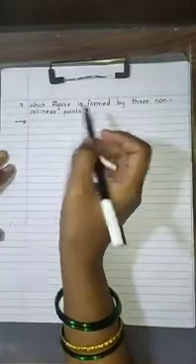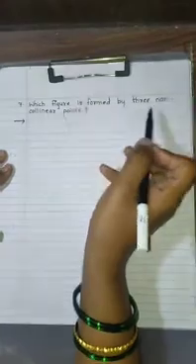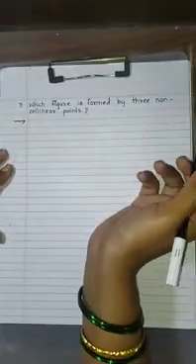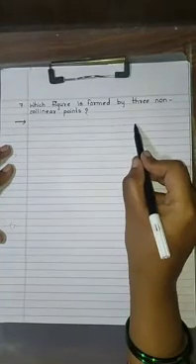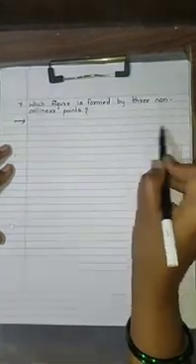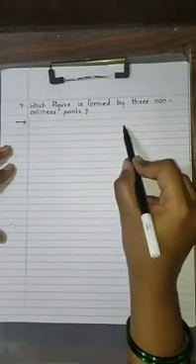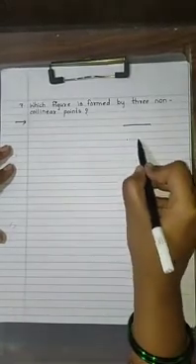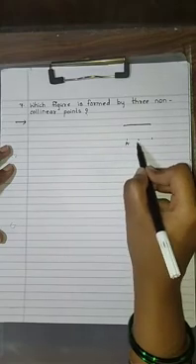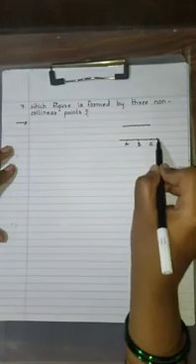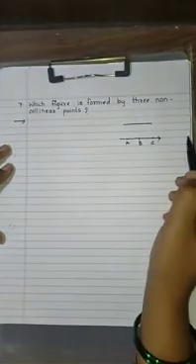Now question number 7, which figure is formed by 3 non-collinear points? Now what are collinear points? The points which are on a straight line or which lie in a straight line, they are called as collinear points. A single line can pass through these points. Now see, if I take 1, 2, 3 points A, B and C, what you can see, a single line can pass through this point. This means point A, B, C are collinear.